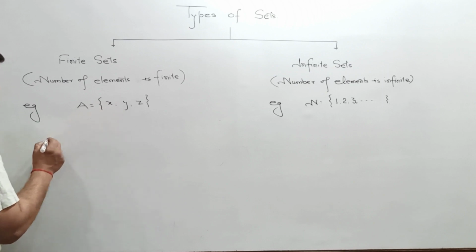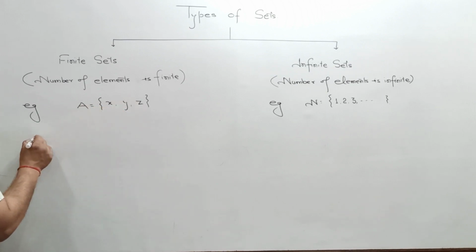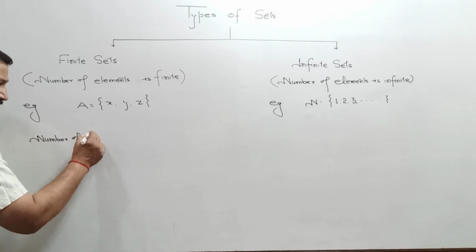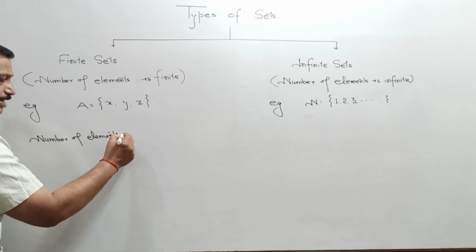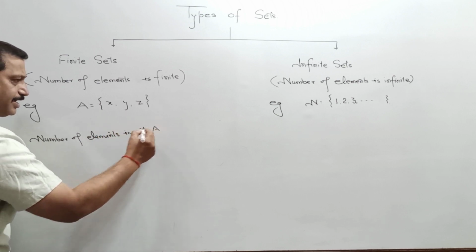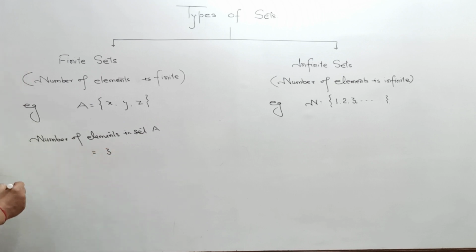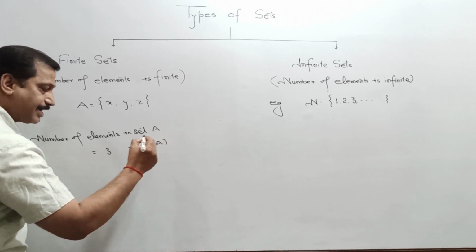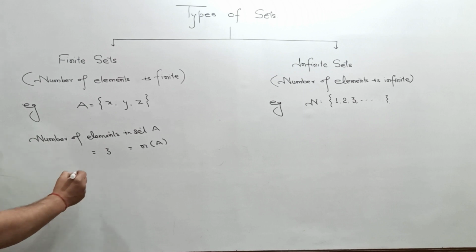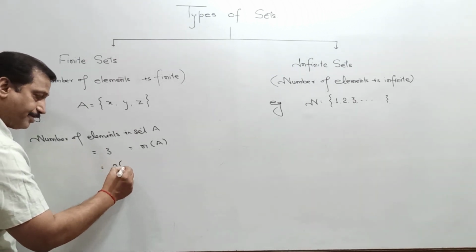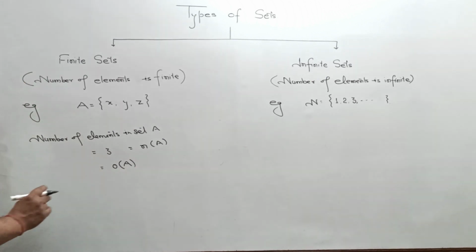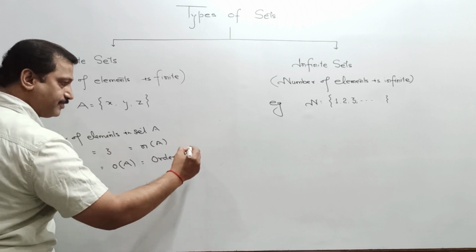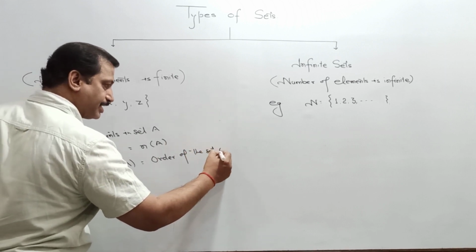यहां पर इस सेट में नंबर ऑफ एलिमेंट्स 3 हैं, तो इसे हम लिख सकते हैं नंबर ऑफ एलिमेंट्स इन सेट A is equal to 3 and this is represented by NA. It is also called order of the set A.